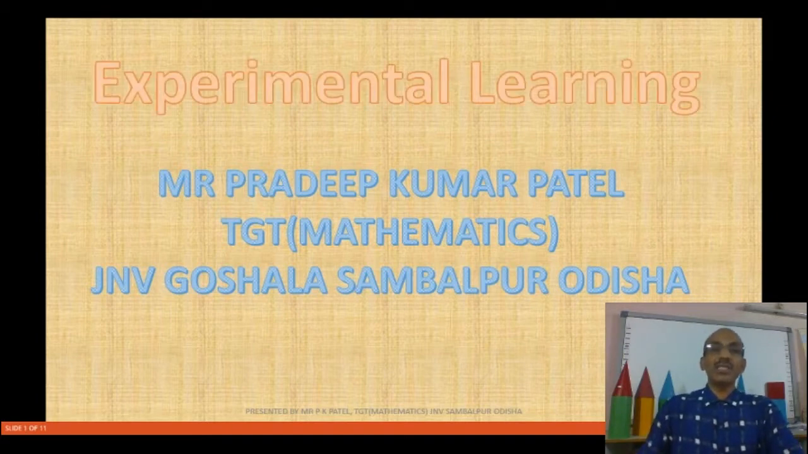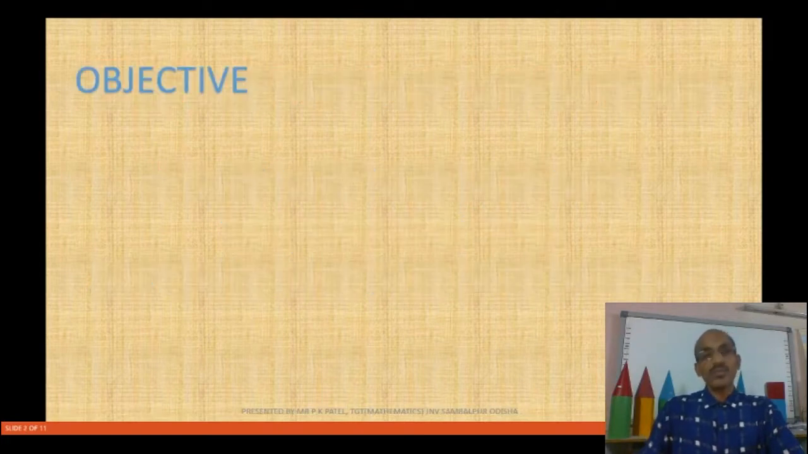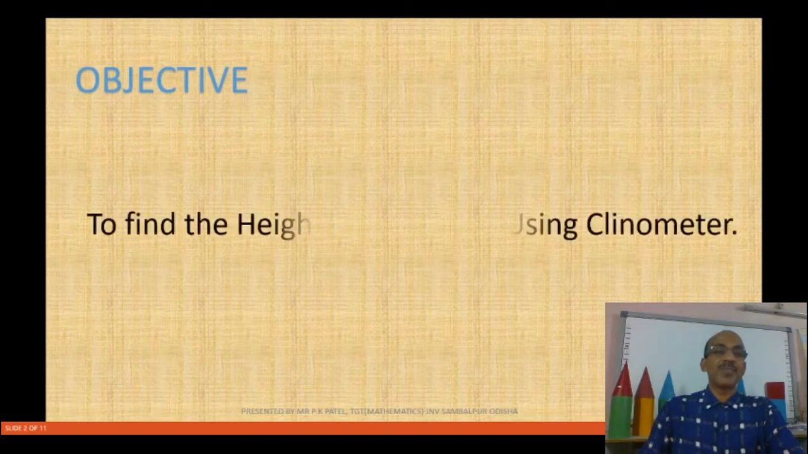Today we will discuss experimental learning, and the objective of this experiment is to find the height of a building using a clinometer.